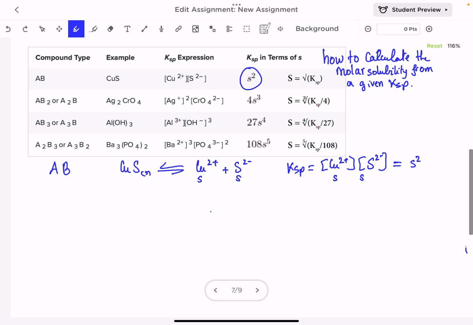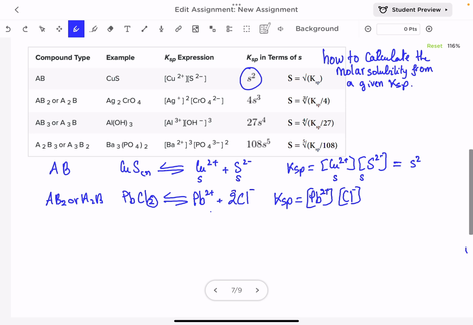Let's take another example. Let's take AB2 or A2B. So for instance, PbCl2, that's an AB2. So the equation is going to be Pb2 plus and 2Cl minus. And in this case, the KSP is going to be lead ion multiplied by chloride ion squared. And when I substitute with S, this is going to be S molar solubility, but this one, we have to respect the stoichiometric coefficient. It has to be 2S. So therefore, when I substitute, it is S times 2S squared.